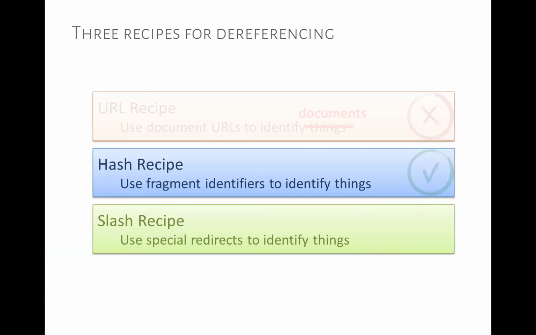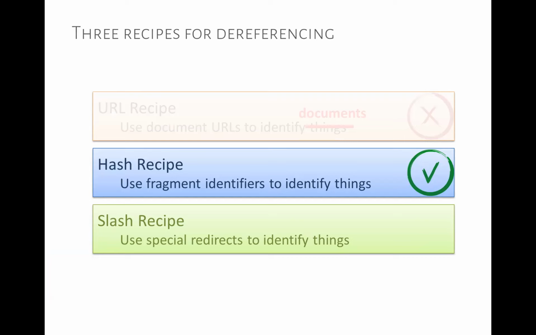Okay. So the hash recipe is recommended. In general, it's still recommended for use. There's no major issues with the hash recipe. It's a recommended way of publishing linked data. And the second one that is recommended is the slash recipe.